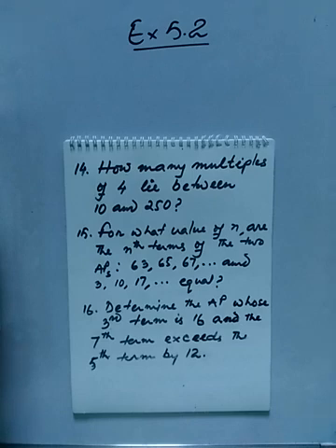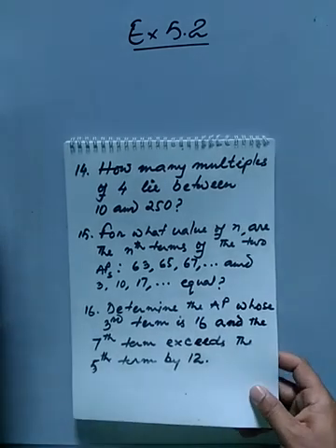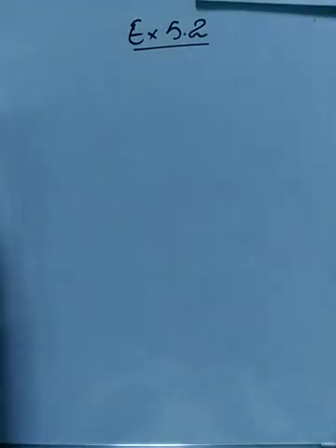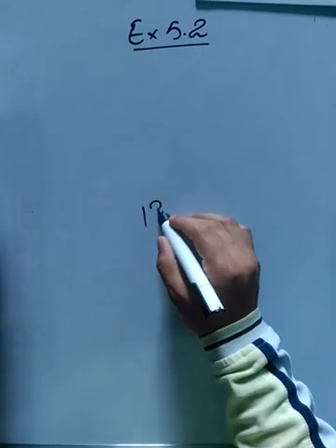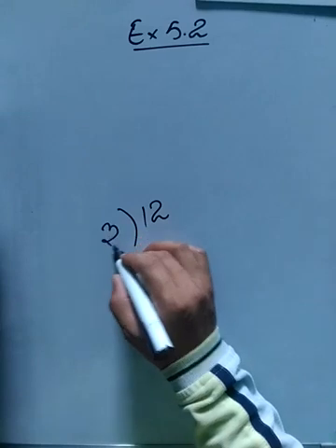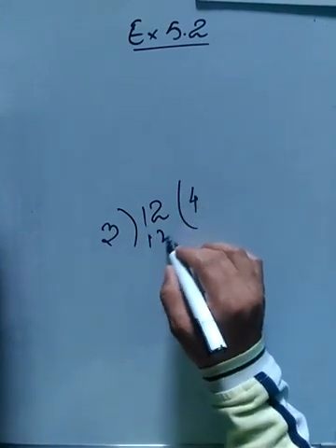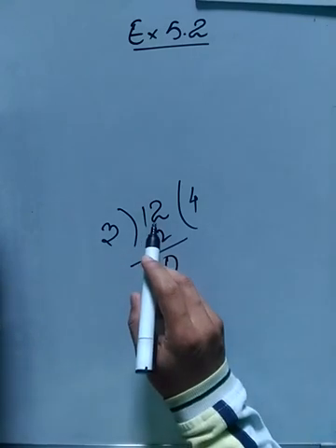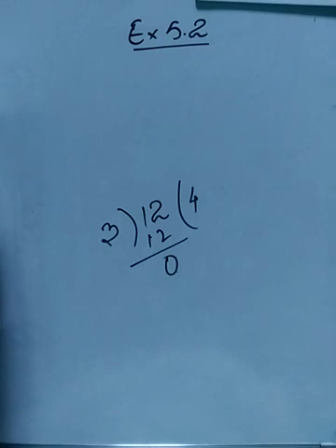Okay, question number 14. How many multiples of 4 lie between 10 and 250? Let me repeat. How many multiples of 4 lie between 10 and 250? So we have to understand the meaning of multiple and of between 10 and 250. First, let us understand what a multiple is. Let me divide 12 by 3. 3 4s are 12. Now the remainder is 0. Since the remainder is 0, 12 is a multiple of 3.